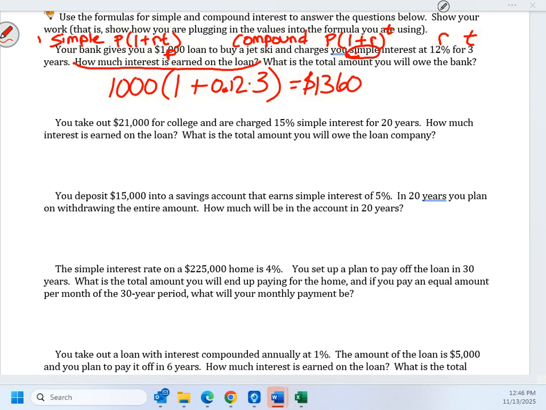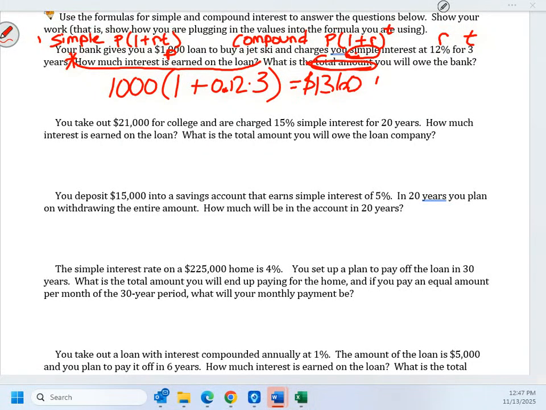Sorry. That is the total amount. 1,360 is your total. I should have read the whole question. 1,360 is that total amount that you pay at the end. This question is asking, well, how much of that is interest? So how do I find that answer? Victoria? I need to subtract that principal amount, right? So if my total amount is going to be 1,360, I need to subtract that principal of 1,000.